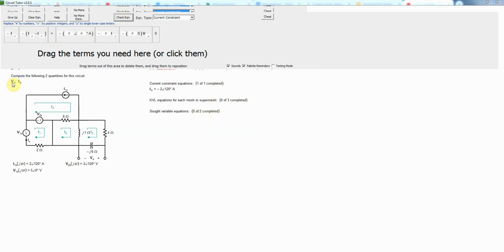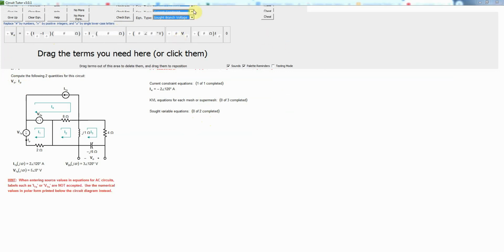Now let's write our SOT variable equations. We have a SOT voltage and a SOT current. So we'll select a SOT branch voltage. And again, this funny display here is just an artifact, unfortunately, of my video capture system. You won't see that in the actual game.